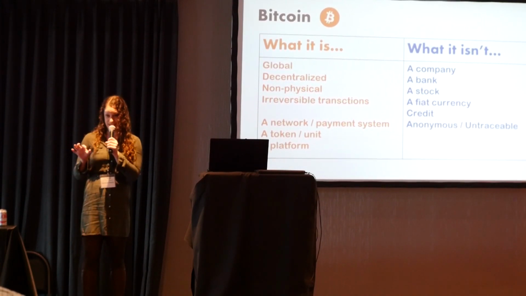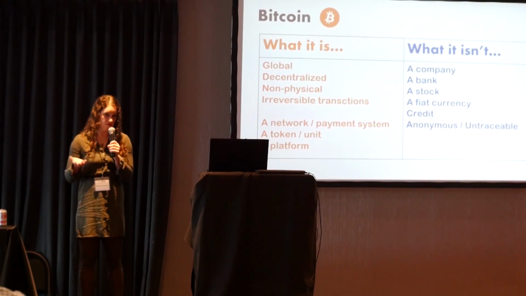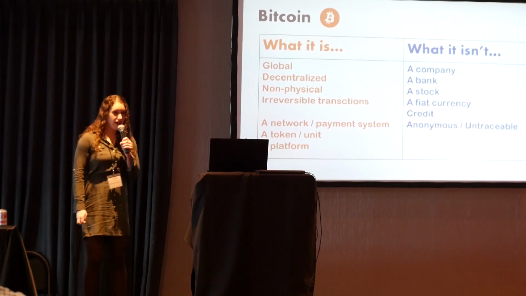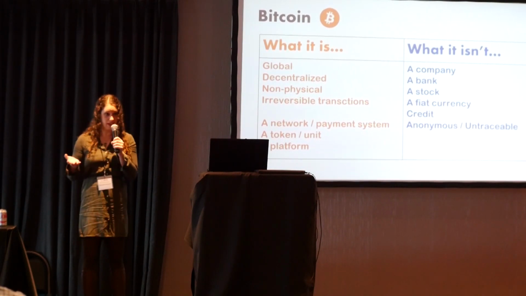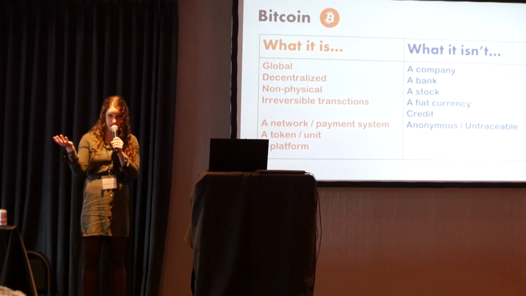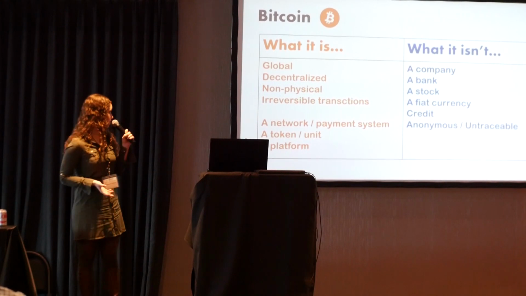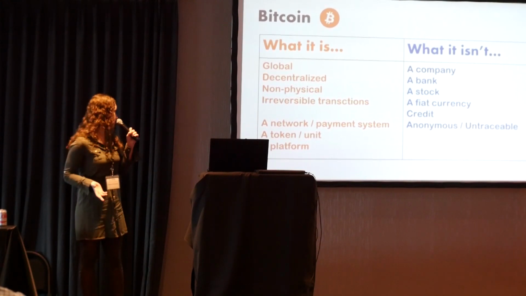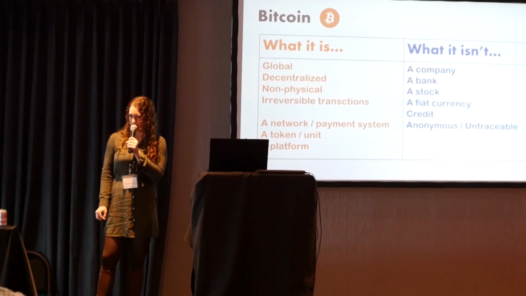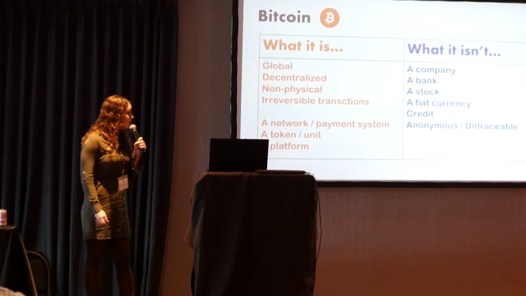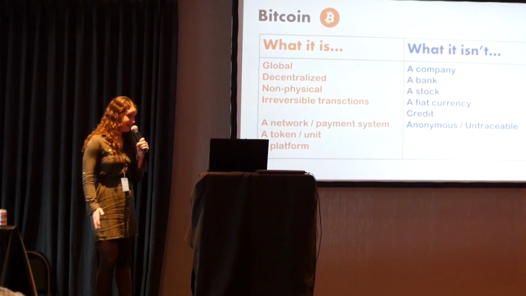A Bitcoin is a digital token that you can send that represents monetary value. Bitcoin is also a piece of software, and when computers connect to the internet and connect to each other via the Bitcoin network, it forms the Bitcoin network or payment system. So there's a couple of things that people can refer to when they're saying Bitcoin. What is Bitcoin not? It's not a company, it's not a stock, it's not a bank.